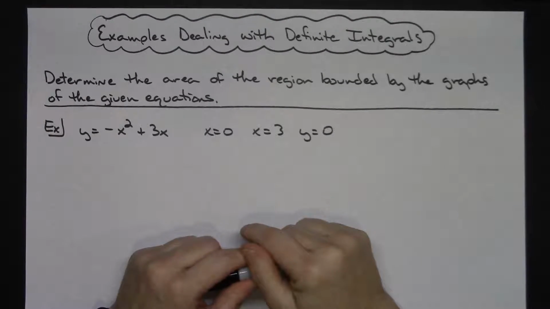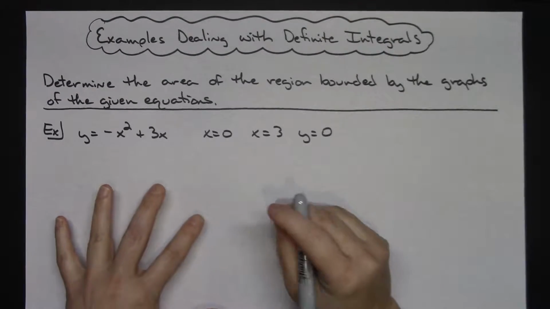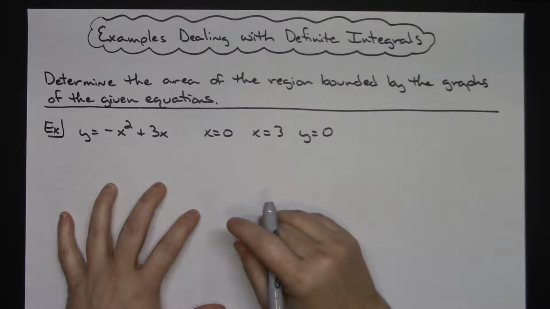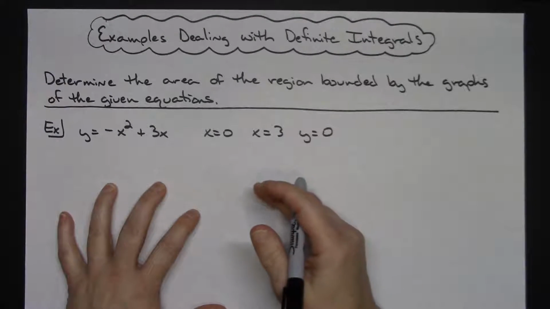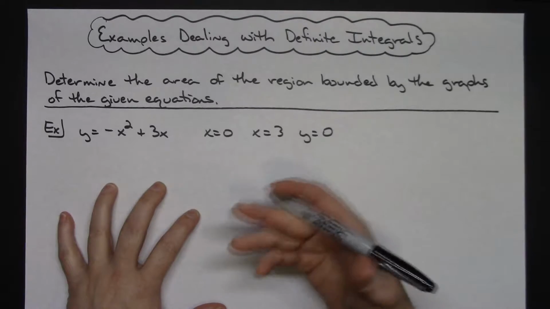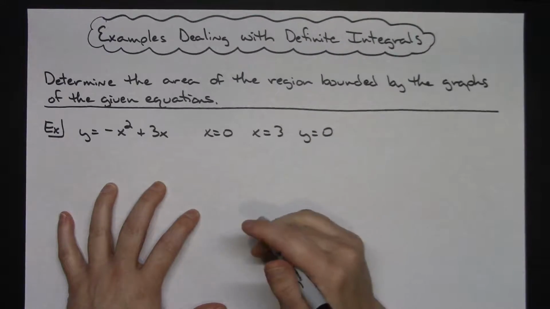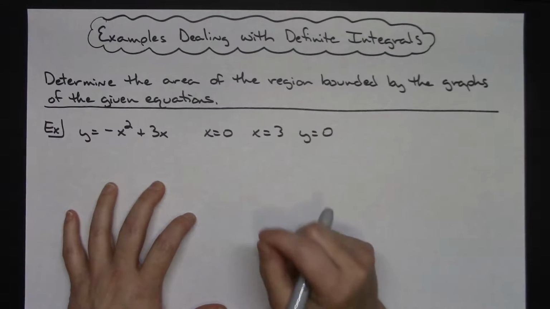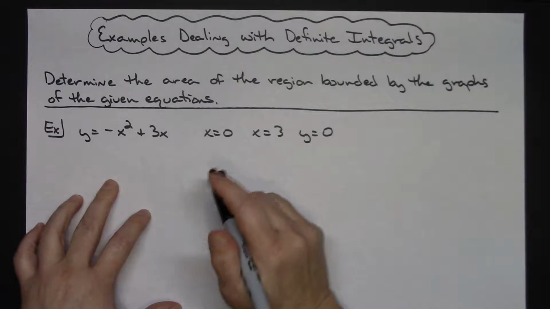In this video, I'm going to work out 3 different examples that deal with definite integrals. This first example will be determining the area of a region bounded by several different graphs, how you can sketch it, and then use the definite integral to determine what that area is. And the second 2 examples will be just really basic trig functions with your definite integrals.